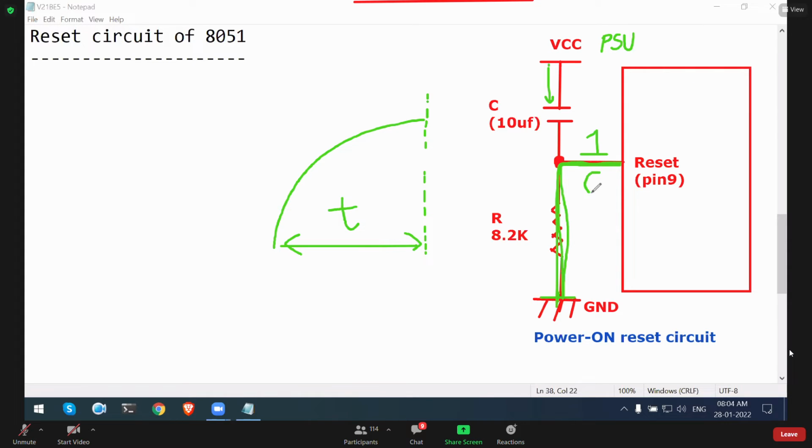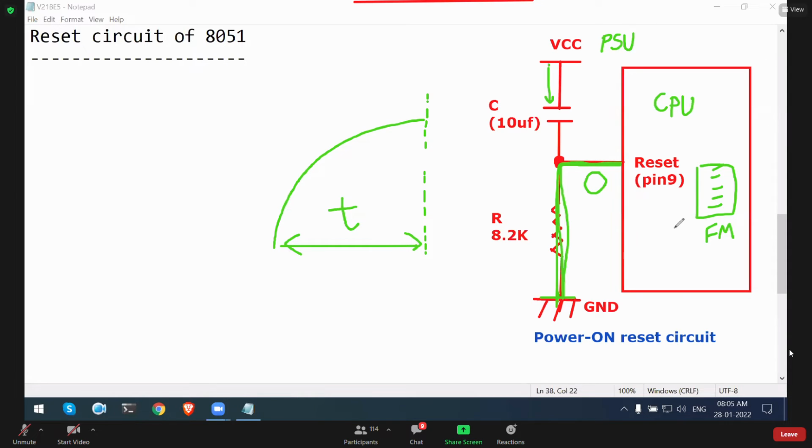the reset pin has to become 0. As soon as the reset pin becomes 0, your microcontroller will execute the program, which is stored inside flash memory. You know the CPU is the one which will execute the program. It is inside the microcontroller, and inside the flash memory this program is available. So as long as the reset pin is 0, the CPU will execute the program.